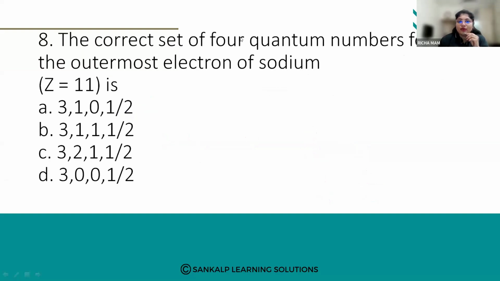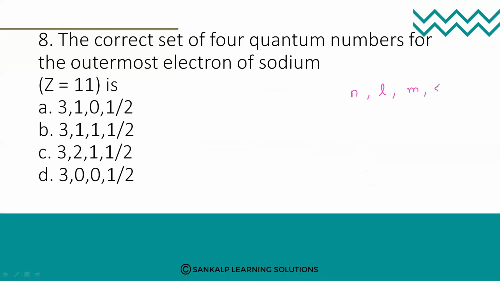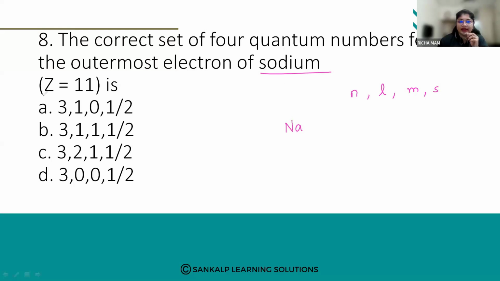The correct set of 4 quantum numbers for the outermost electron of sodium is. Now we have to find out the 4 quantum numbers. We know which are the 4 quantum numbers: principal quantum number, azimuthal quantum number, magnetic quantum number, and spin quantum number. We have to find them for the outermost electron of sodium. Sodium is represented by Na. And what is the atomic number, students? It is given here already. If you don't know, it is 11.